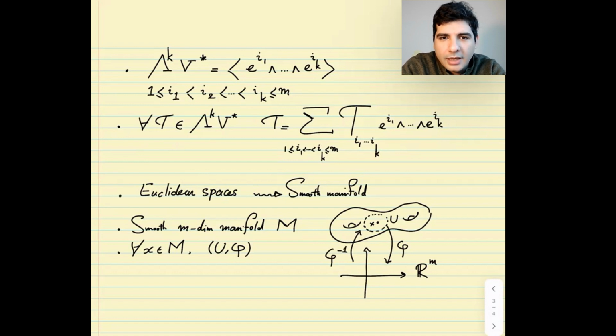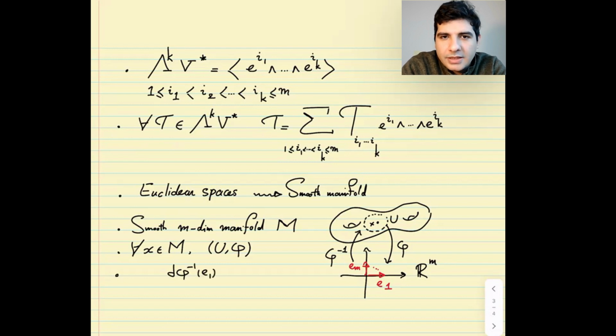Now look at R^m. This is a finite dimensional vector space. It has a basis, right? Let's say e_1 up to e_m, a basis for R^m. In fact, we can move this basis to any point inside R^m. We can move it around. We don't need to think about it as fixed at the origin.